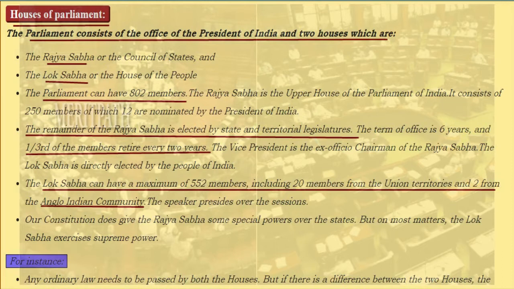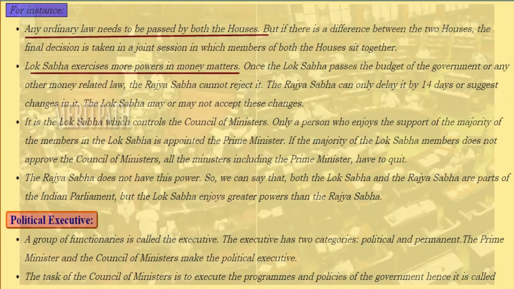Constitution does give the Rajya Sabha special powers over the states, but on most matters, the Lok Sabha exercises the supreme power. Any ordinary law needs to be passed by both the houses. But if there is a difference between the two houses, the final decision is taken in a joint session in which the members of both houses sit together.